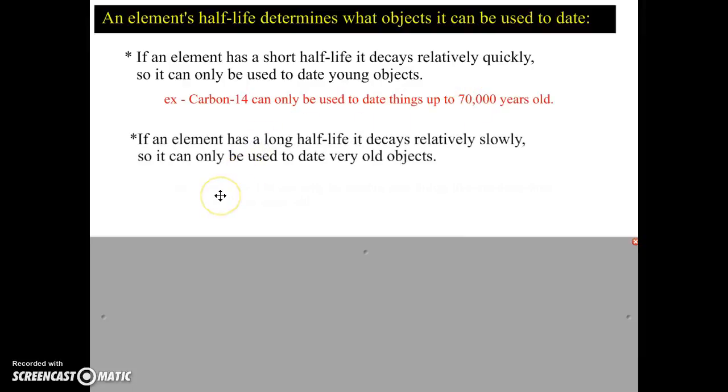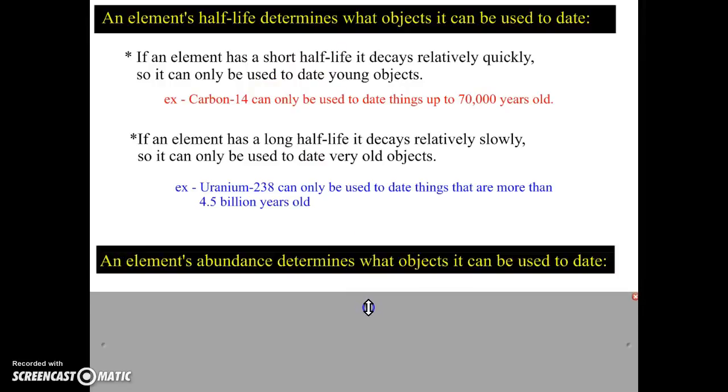If you want to date something that is very old, then you want to choose an element that has a long half-life. For example, uranium-238 has a half-life of 4.5 billion years. That means if you have a rock that formed 1,000 years ago, you would not be able to use uranium-238 because it did not go through any half-lives yet, right? It takes 4.5 billion years to go through one half-life. So the rock would have to be older than 4.5 billion years old in order to use the uranium, okay? So you have to think about whether you want an element with a short half-life or a long half-life.